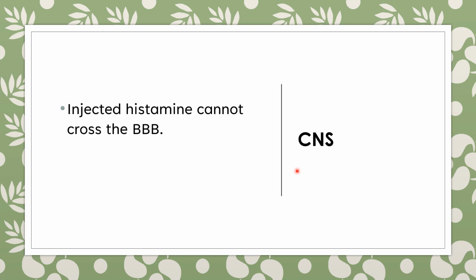For the central nervous system, injected histamine cannot cross the blood-brain barrier. The endogenous histamine in the brain serves a neurotransmitter function, and it can induce CNS excitation via the H1 receptor. Histamine, particularly endogenous histamine, also exerts autoinhibitory control of the synthesis and release of histamine, acting presynaptically via the H3 receptors.